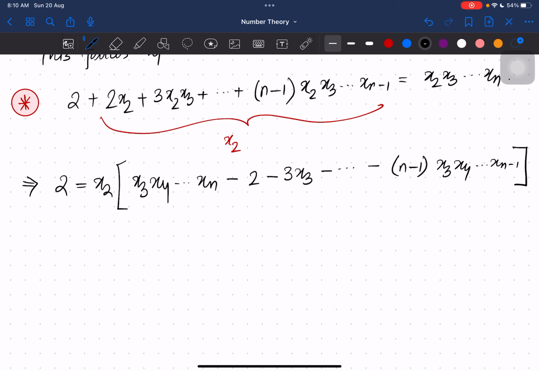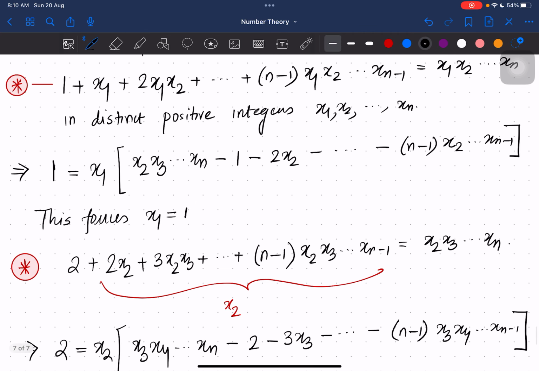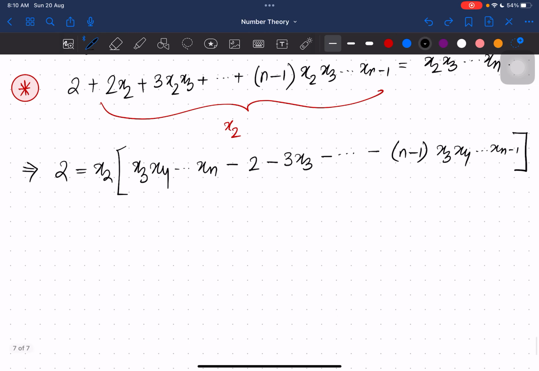But here you can see that it should be distinct. So this property is important. So since it is distinct, we can only choose x2 to be 2, because x1 we have already chosen 1, so that is not possible. So since x2 is not equal to x1, we have x2 equals 2.